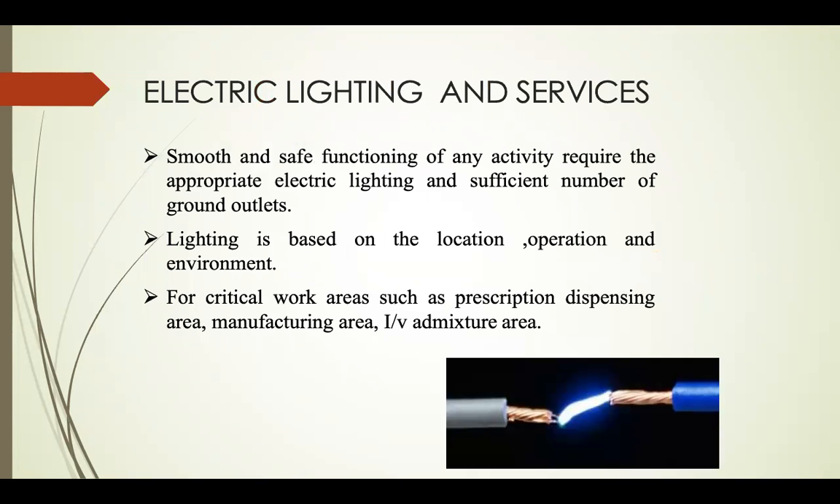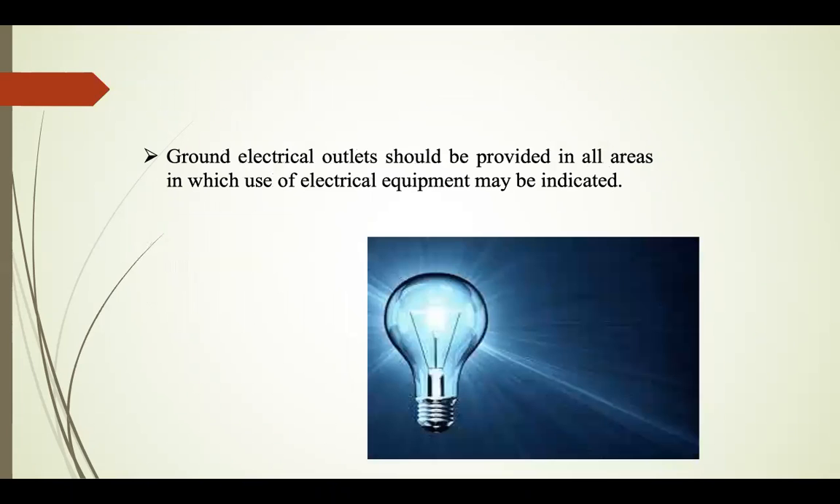Electric lighting and services: smooth and safe functioning of any activity requires appropriate electric lighting and a sufficient number of ground outlets. Lighting is based on location, operation, and environment, especially for critical work areas such as the prescription dispensing area, manufacturing area, and intravenous administration area. Ground electrical outlets should be provided in all areas in which use of electrical equipment may be indicated.